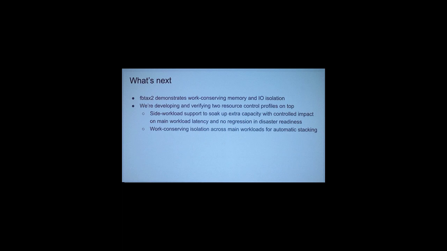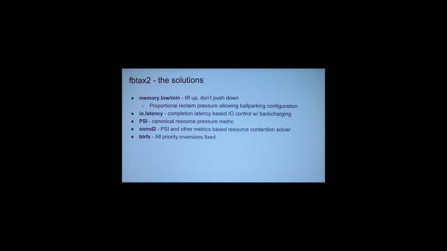So we have this minimally viable product in terms of work-conserving memory and I/O isolation, in this FBtax2, which is the workload and host protection scheme. And I said that it is a minimally viable product, right? What that means is that of the pieces that I talked about, if you take out one, it's not going to work. I mean, it may work to a certain extent, but it's not going to be reliable, because all these pieces are needed to actually contain both memory and I/O, and if you don't contain both, then it's not going to work.